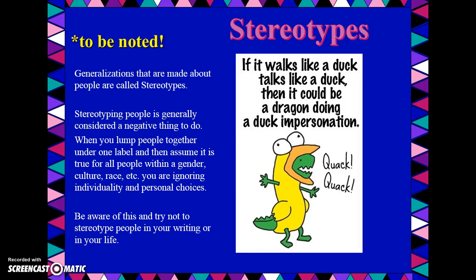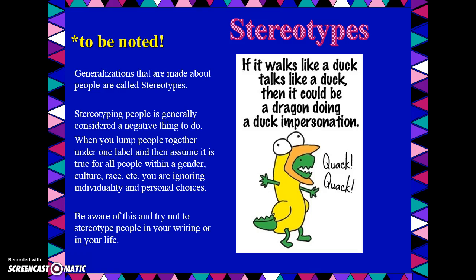Okay, let's move forward and talk about another type of generalization that people tend to make. This is called stereotypes, and I'm sure you guys have heard of stereotypes, if not have even been the victim of a stereotype before. So generalizations that are made about people are called stereotypes, okay? And stereotyping people is generally considered a negative thing to do.